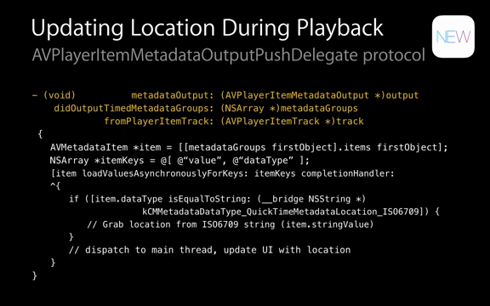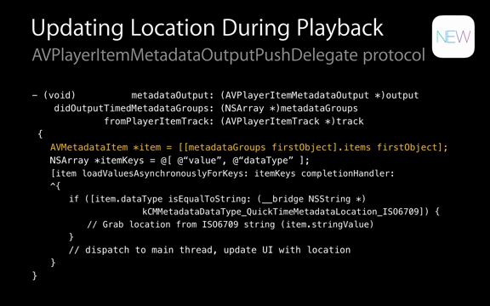So a little bit of a look at what your delegate method might look like. There's only one delegate method. It's the metadata output, didOutputTimedMetadataGroups from player item track method. And the first thing you want to do is grab an item that you can get your payload data from. In this case, to keep things simple, I'm just grabbing the first item from the first group, but keep in mind that there could be multiple items, there could even be multiple groups.